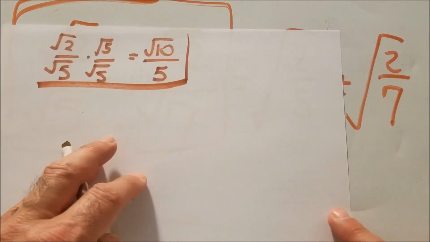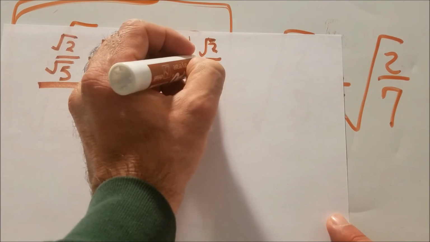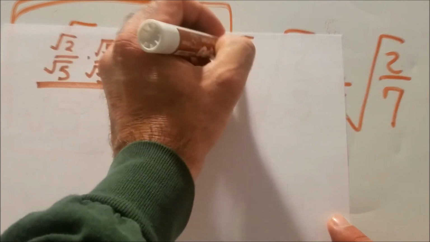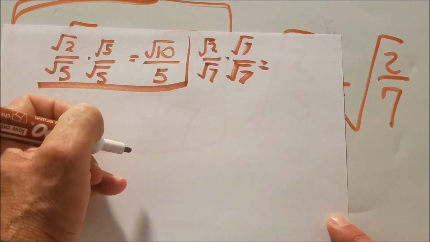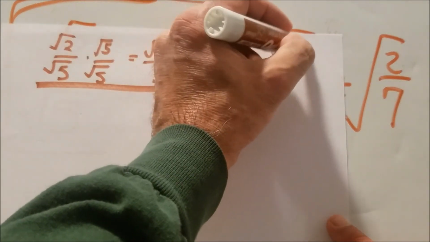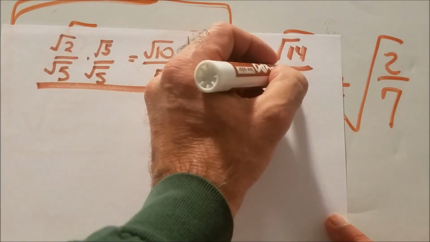Let's do the other one. Square root of 2 over the square root of 7. All right, we'll rationalize it like we've been doing already. And we're going to get the square root of 14 over 7, because that'll give us the square root of 49.